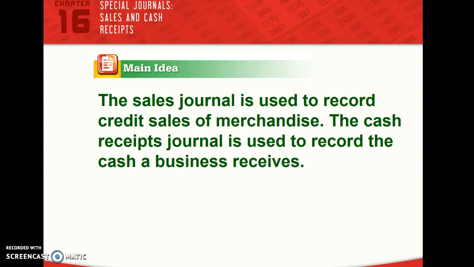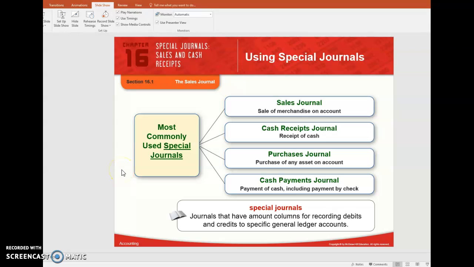All right, chapter 16 is special journals, and then we're going to deal with just sales and cash receipts. So again, the sales journal is used to record credit sales of merchandise, and then the cash receipts journal is just used to record cash of business receipts. Just so you know that. So the most commonly used special journals is your sales journal, cash receipts journal, so receipt of cash.